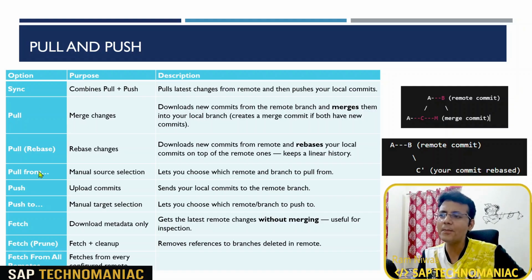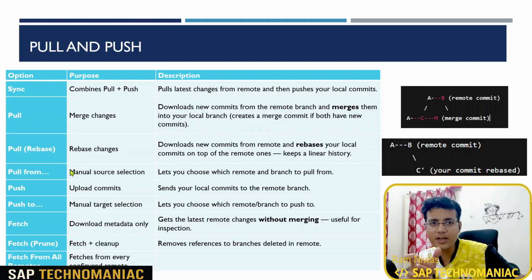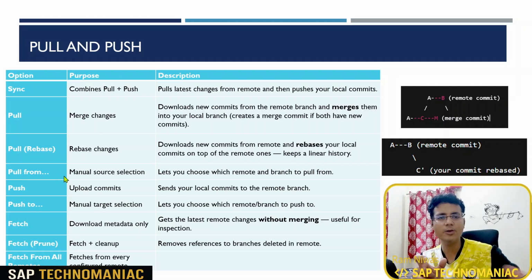And these are the simple ones. If you want to pull from a specific repository, you can click pull from and you can pass the repository link and it will pull from that particular remote repository. You can push to a specific remote repository as well if it is required. Then we talk about the merge.